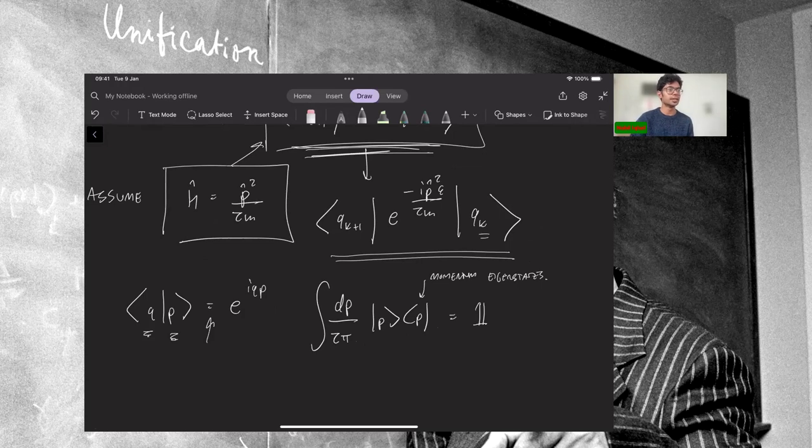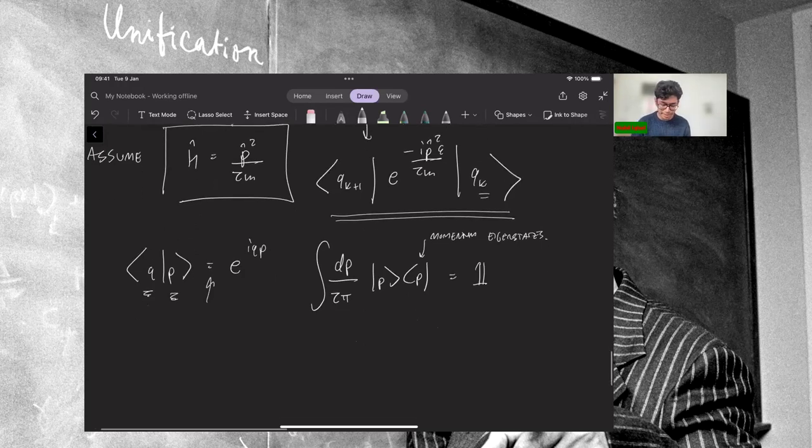Okay. And because it's a momentum eigenstate, what that means is that if you act on this P with the P operator, you just get the number P back again. That's what it means to be a momentum eigenstate. Okay. So now let's calculate this.